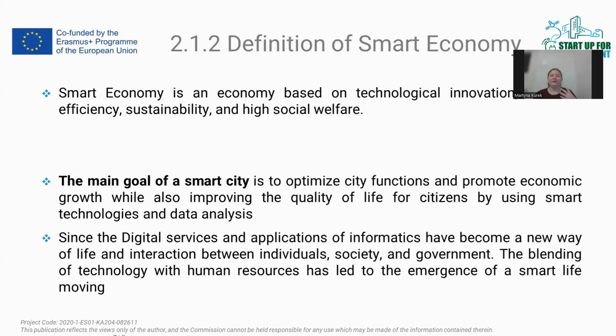Again, smart economy is one way to achieve the status of a smart city. The goal is to optimize the functions of the city, to promote economic growth, using smart technologies and data analysis and so on. So using all those digital services and applications, as was shown in all the other modules, you can achieve the status of a smart city.